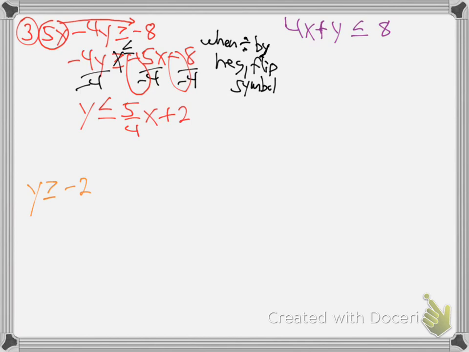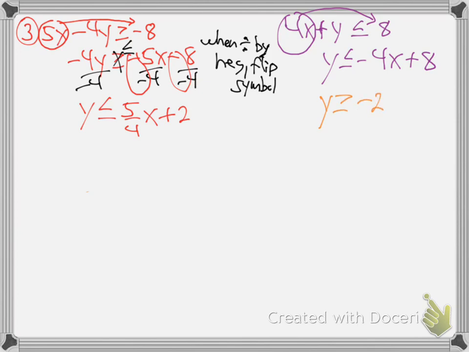Now let's go over and do the purple one. So I'm going to jump the 4x over to the other side: y less than or equal to minus 4x plus 8. That one's done. In fact, why don't I move the orange one over there? What is that one? That's y greater than or equal to negative 2. Okay, so we've got 3 equations. This one, and this one. We're going to put them all on one axis system now.